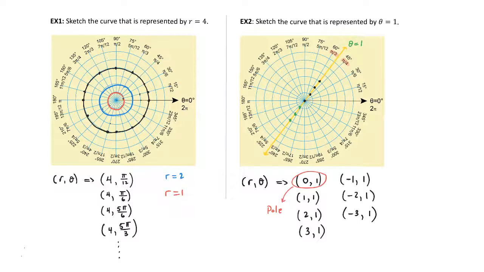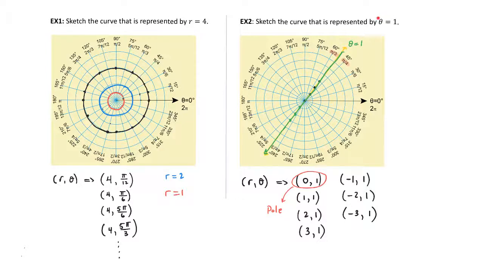So what you really notice nicely is that practically we get a line that is going to pass through the pole, is going to match up perfectly with the yellow ray that I had drawn there. So we get a line passing through the pole. Theta equals 1 is a straight line that passes through the pole. It passes through the origin.